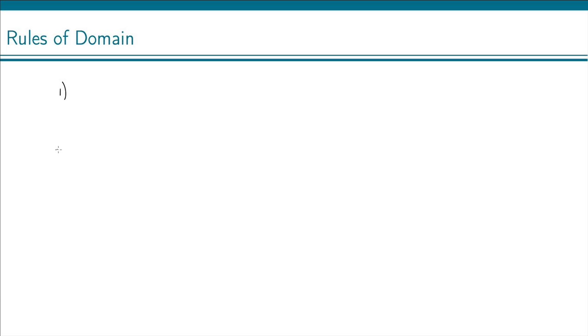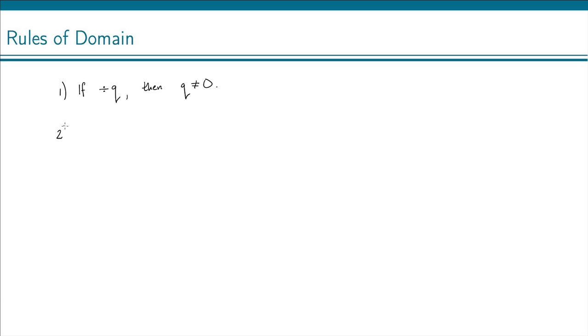So the first one is if you are dividing by some quantity, and I'm going to call that quantity Q, all right? Then the rule that we need to know is that Q cannot equal 0. Okay, this is just the statement that we all know that we're not allowed to divide by 0.